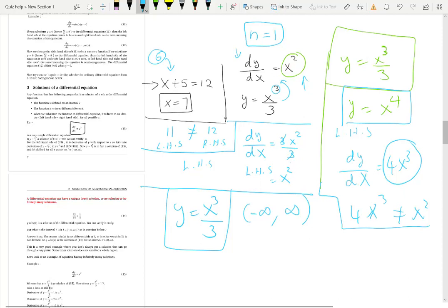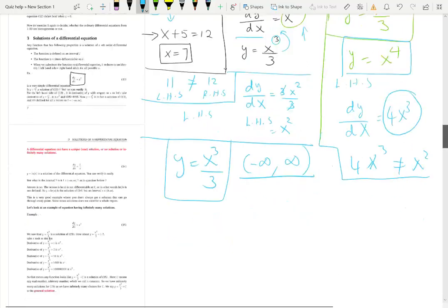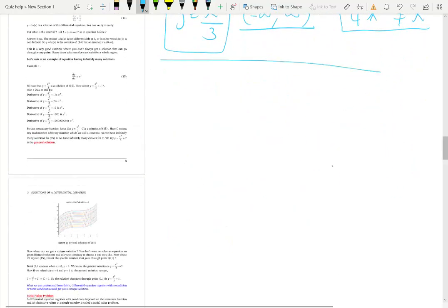If you say y is equal to x cubed over 3 is a solution of the differential equation, in the differential equation you have taken the first derivative, so you should be able to differentiate x cubed over 3 at least one time, right? Otherwise it doesn't make sense. So your solution should be at least n times differentiable for an nth order differential equation, inside the interval. Okay, so let's look at a better example.